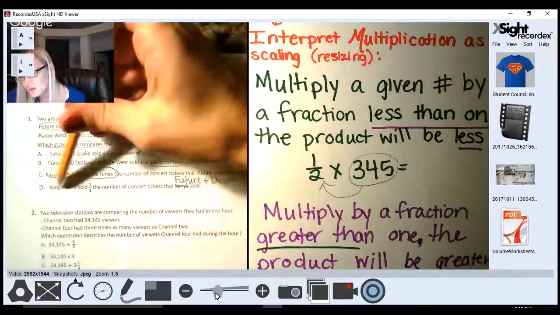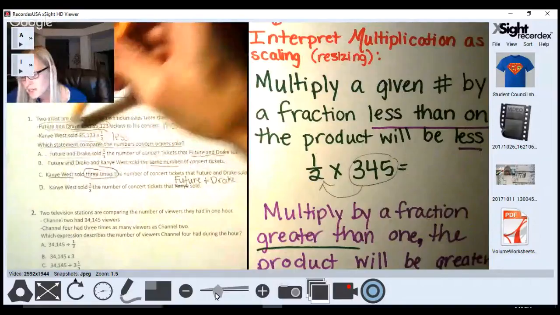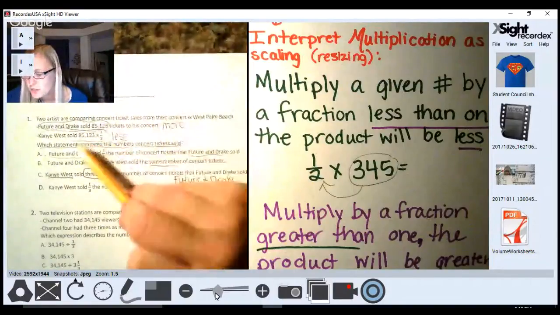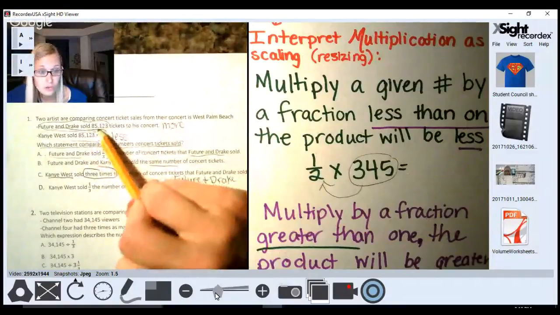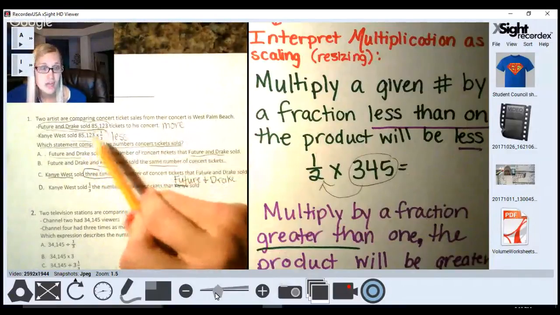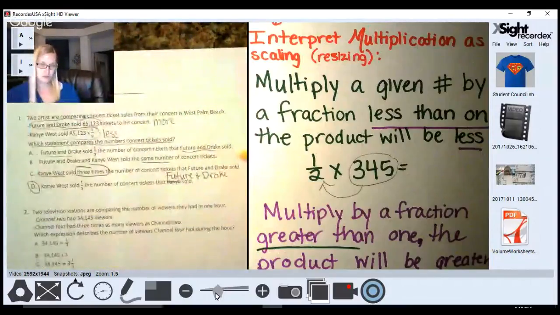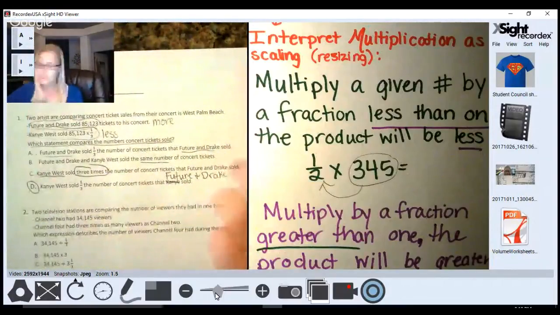Anyways, so if Kanye sold 1/3, let's go back. Did Kanye sell 1/3 of Future and Drake? And that answer is yes, because Future and Drake sold 85,123. Kanye sold that times 1/3. So D would be your correct answer, minus that error. Sorry, I take no credit.